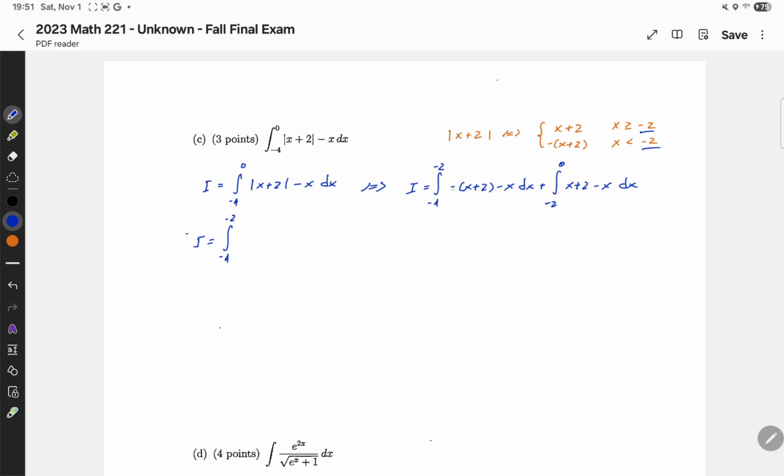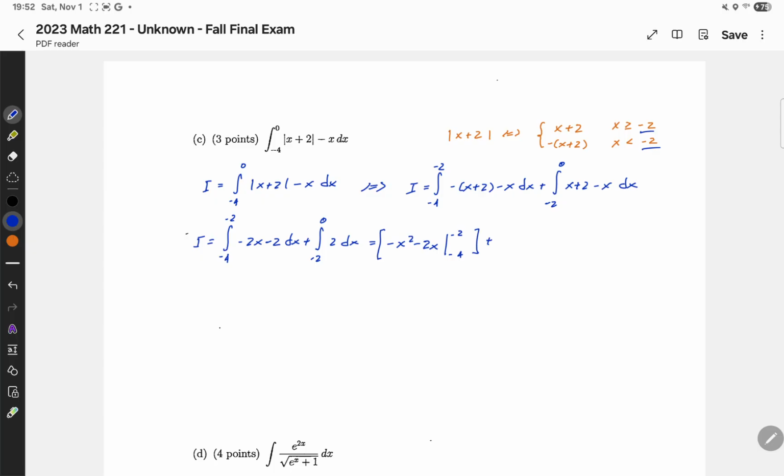This is going to be minus x, minus another x is minus 2x, minus 2 dx, plus the integral from minus 2 to 0. These two x's are going to cancel, so we just have 2 dx like this. All right, now let's integrate. We have the integral of minus 2x is going to be minus x squared. Let's put some brackets around this. The integral of minus 2 is minus 2x, and this is from minus 4 to minus 2.